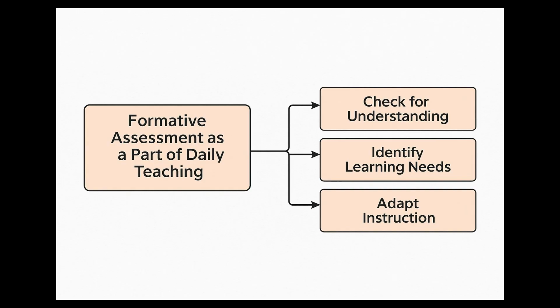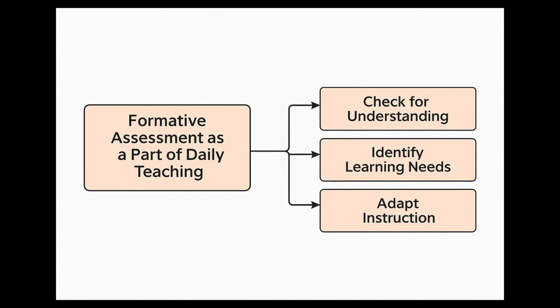The first component is lesson planning. Effective formative assessment begins even before the lesson starts. When planning, teachers define clear learning objectives, success criteria, and methods to check understanding during the lesson. These plans ensure that teaching and assessment are aligned. Every activity serves a specific learning purpose.